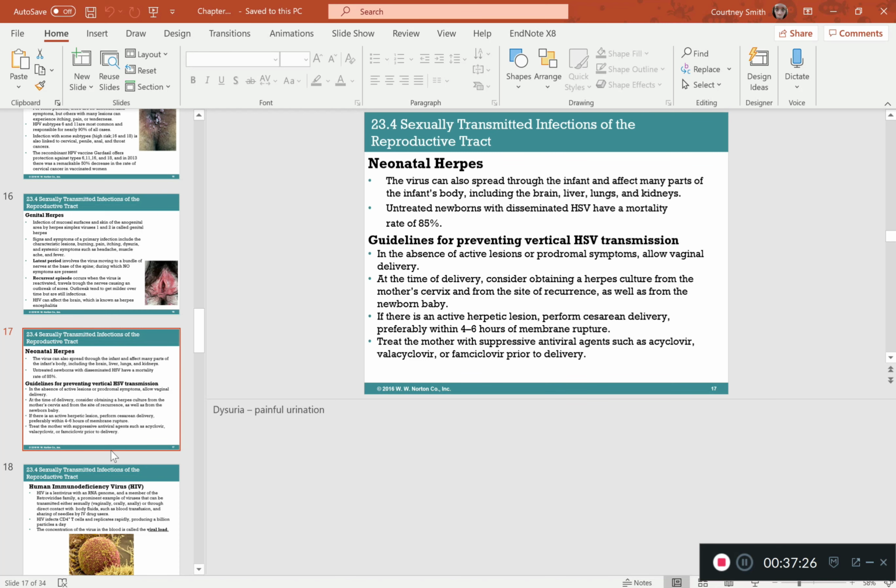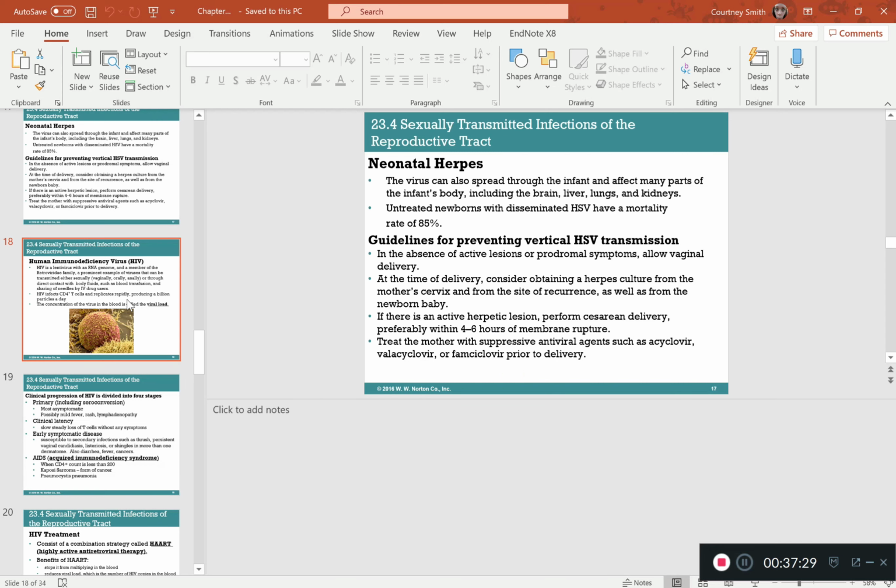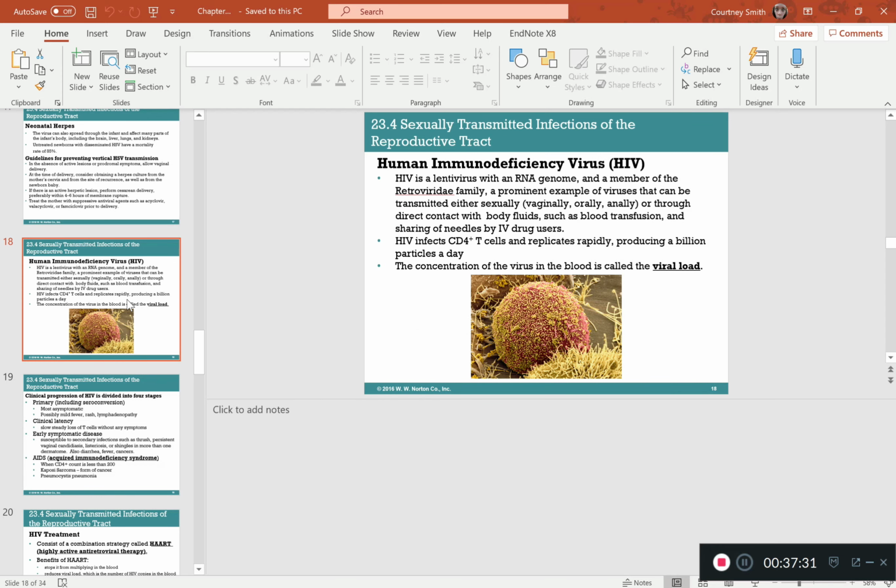Okay, so now we're going to talk about HIV. HIV is an RNA based virus. It is transmitted sexually, so through vaginal, oral, or anal sex, or through direct contact with contaminated bodily fluid. So what happens is that HIV will infect the blood. Specifically, I'm sorry, it doesn't infect the blood. It infects T cells, primarily the CD4 T cells, and it will replicate very, very rapidly.